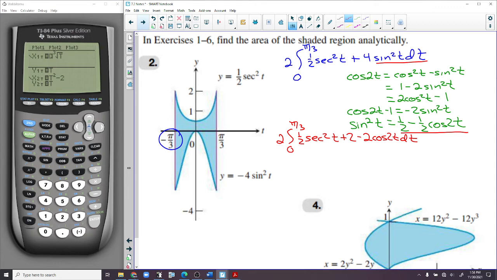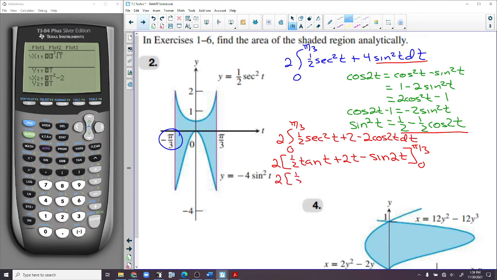All right, let's finish it out. This is 1/2 tangent of t plus 2t, and then now this is going to be, let me think, minus sine of 2t, from 0 to pi over 3. Because the derivative of sine of 2t will be cosine of 2t, but then times 2, times the derivative of the inside. When I plug 0 in, all of these are 0: tangent of 0, 2 times 0, sine of 0. So that's good. So all I have to worry about is the pi over 3 now.